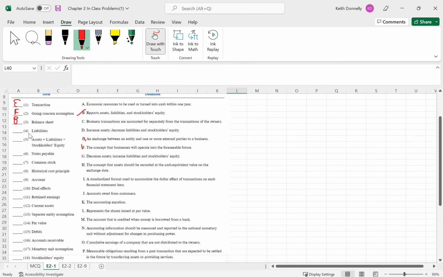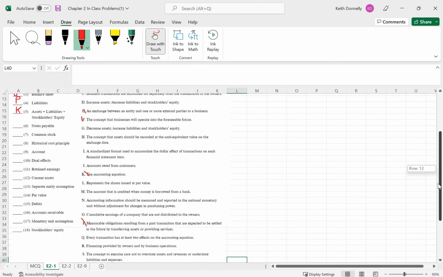4 is liabilities. This one is going to be P, measuring obligation. This is the fancy GAAP definition, right? We said liabilities are really things you owe. 5 here, this is going to be K. That's the fundamental accounting equation: our assets equal our liabilities plus our stockholders' equity.